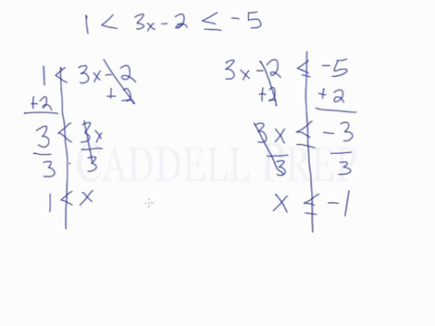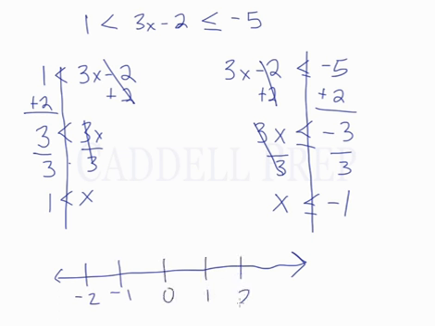Okay, so now when we write this, let's draw our line graph and figure out how we're going to graph it, and then how we can write this as our solution. So we have negative 2, negative 1, 0, 1, 2. Okay, so for this first one, x is greater than 1. So we make our open circle at 1 because it cannot equal it. X has to be bigger than 1, so it's going to go in this direction.